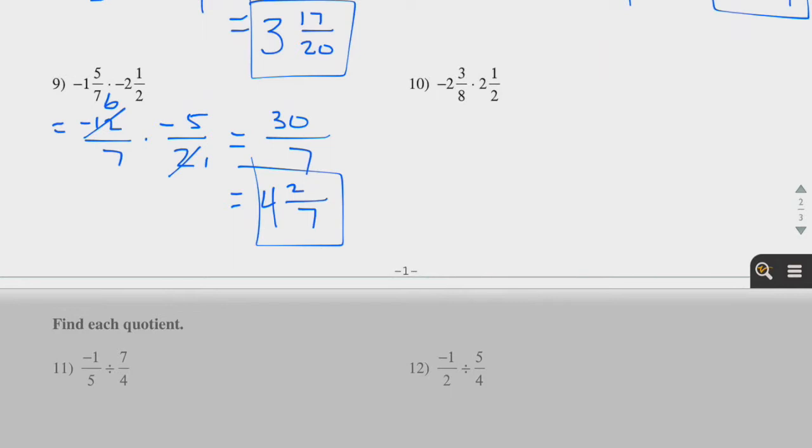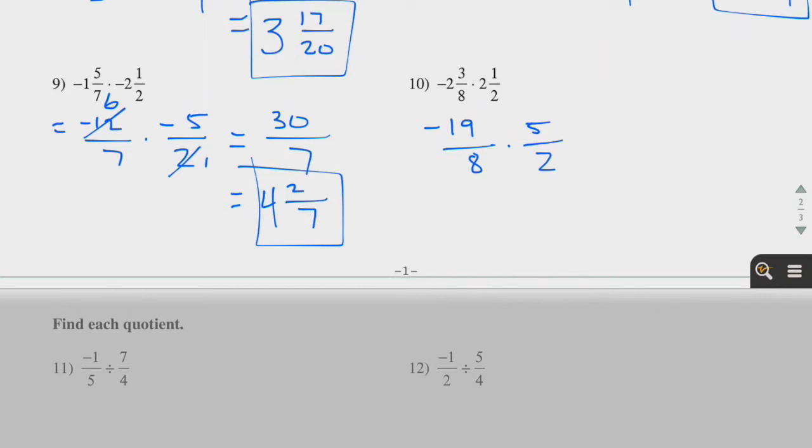Number 10. Negative 2 and 3/8 times 2 and 1/2. So let's go ahead and rewrite it as an improper fraction again. 8 times 2 is 16, plus 3 is 19, so we get negative 19 over 8 times 2 times 2 is 4, plus 1 gives us 5 over 2. We can't cross-reduce anything. You see the 2 and the 8, even though those are multiples of each other, you can't reduce that way. You can only either cross-reduce or reduce a fraction, a numerator over a denominator. So all we can do is really just multiply straight across.